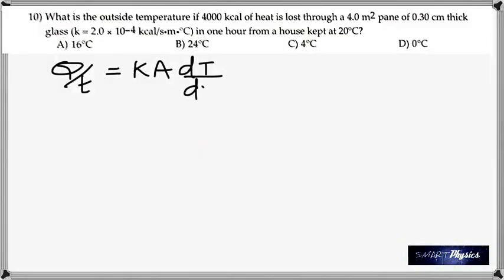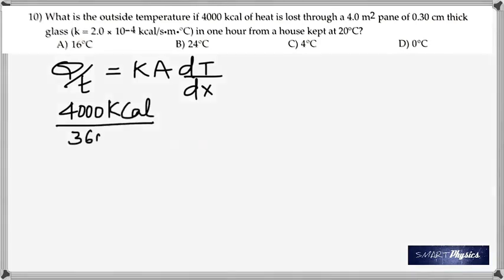And then the 10th one. What's the outside temperature? Well, this is a similar problem. 4,000 kilocalories is lost through 4 meter squared pane. Thickness given. K is given. Notice that K is in kilocalories. The heat is also in kilocalories. That makes it easy. You have to look at the consistency of the units. They got to be in the same units. If one is in joules, the other must also be in joules. Okay, here it's in kilocalories.